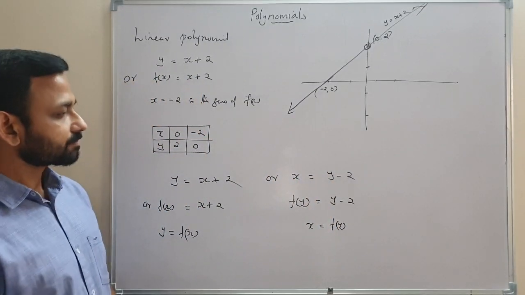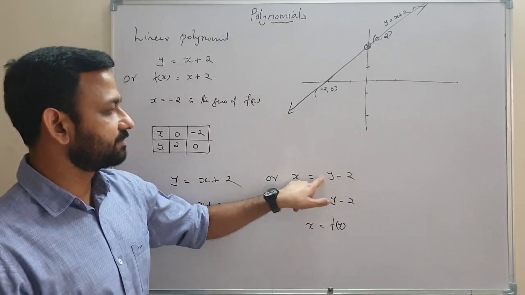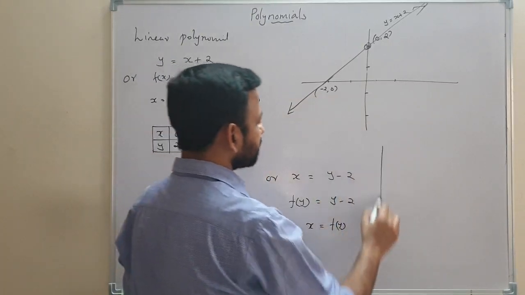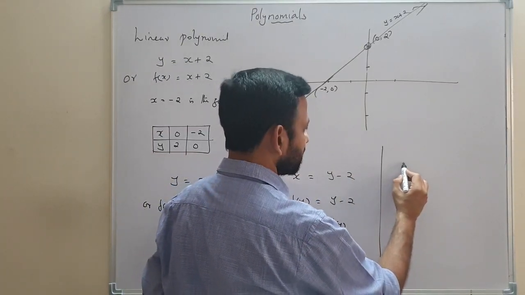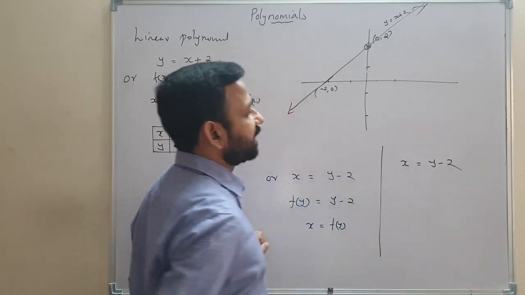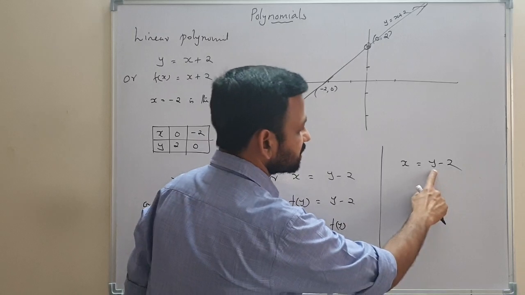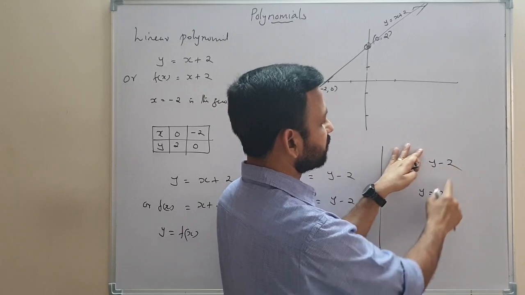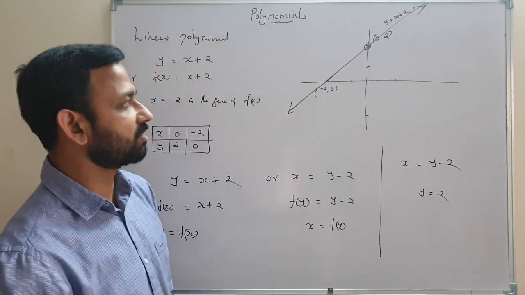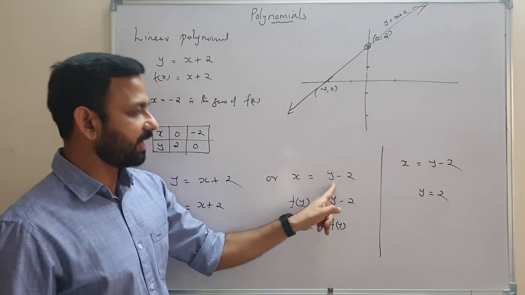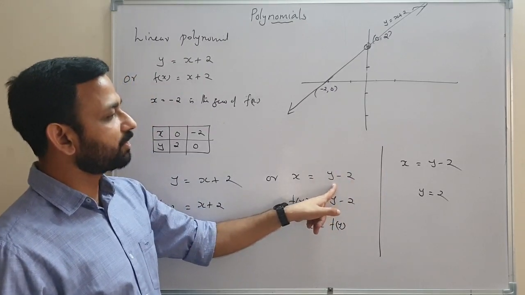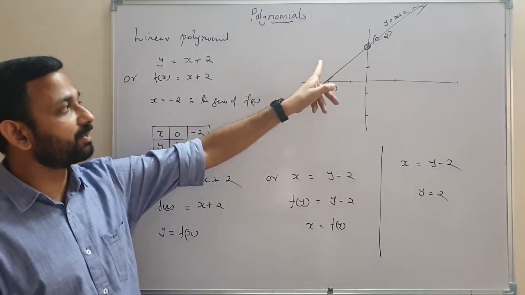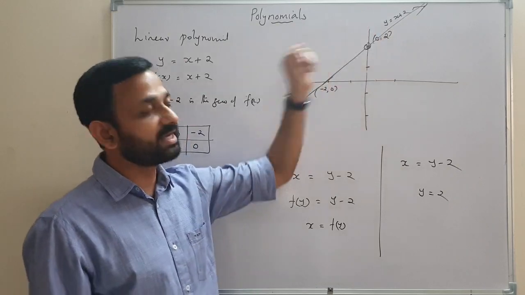So here, if the variable is y, then the 0 of the polynomial, suppose the polynomial is x is equal to y minus 2. If you want to find the 0 of the polynomial, the 0 is y is equal to 2. So when we replace y by 2, 2 minus 2 will be 0. So y is equal to 2 will be the 0 of the polynomial. So if the variable is y, then the 0 of the polynomial is 2 here. So that is the y coordinate of the point of intersection of the graph and y-axis.